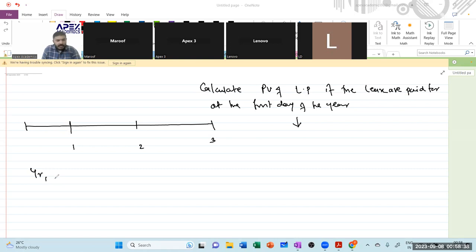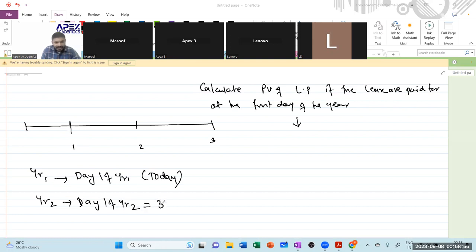For year 1, when will the payment be made? It will be made on day 1 of year 1. It means it will be made today. Agreed or disagreed? Agreed. Year 2, it will be made on day 1 of year 2, which is day 365 of year 1. Agreed or disagreed? Last day of year 1 is the first day of year 2.